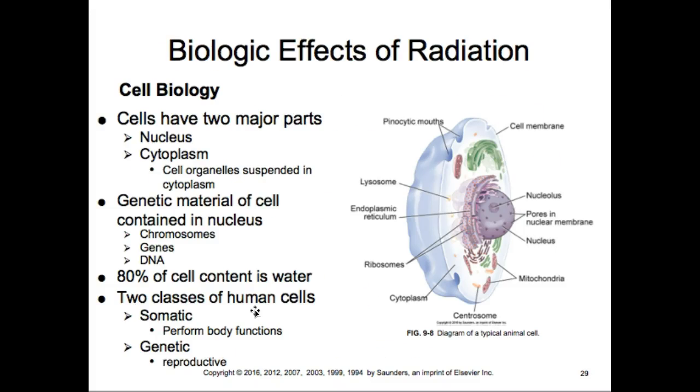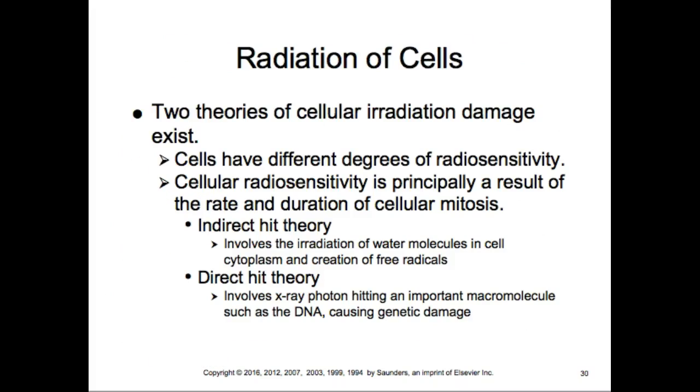Biological effects of radiation when we talk about the cell. So let's go into what happens. So with cell biology, cells have 2 major parts. There's the nucleus and the cytoplasm. Within the cytoplasm, cell organelles are suspended. The genetic material of the cell contained within the nucleus is chromosomes, genes, DNA. 80% of a cell is water, and 2 classes of human cell are somatic, which performs body functions, and genetic, which is reproductive. So I broke it down very, very simple. This is not nearly everything you need to know, but you've had courses in this prior, so we're going to go right through it.